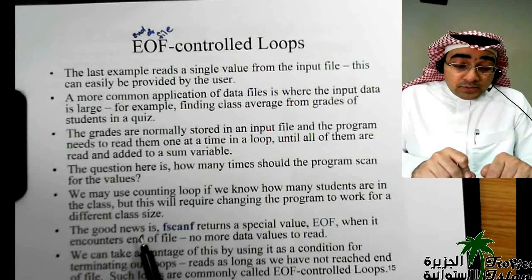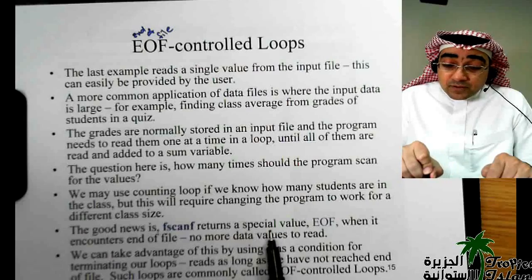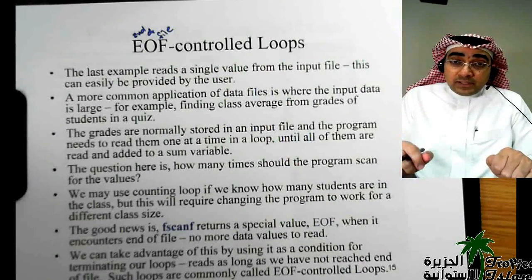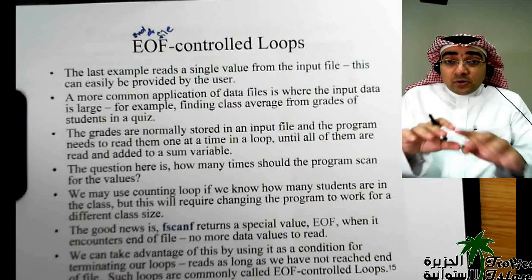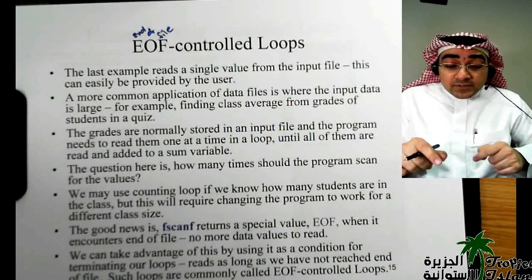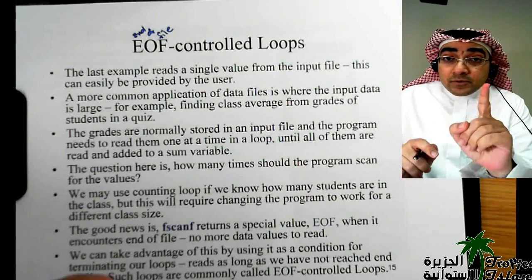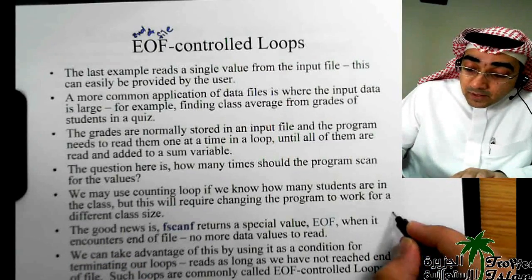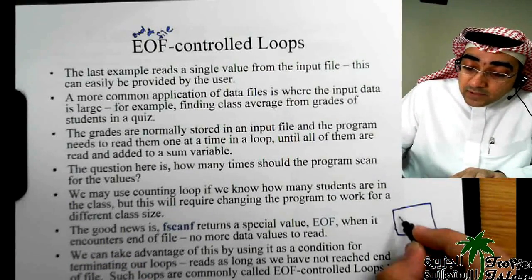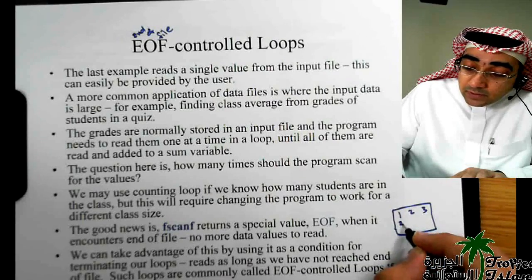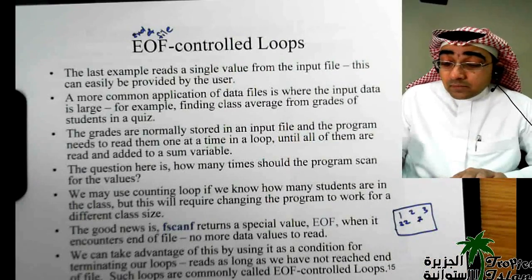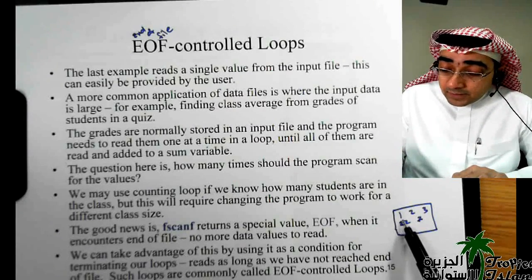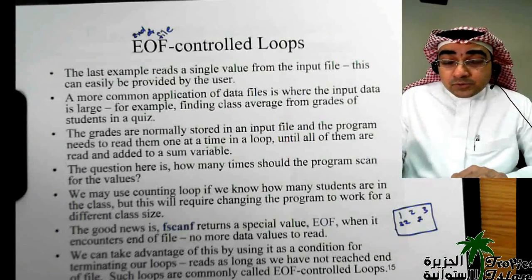The good news is that fscanf returns a special value called end of file. Here's how fscanf works. It goes to the file, and if you do an fscanf and you read a number, it's going to give you the first number. Let's take an example. Suppose you have a file which has 1, 2, 3, 22, 7, and that's it. When you do an fscanf %d, it's going to read the first number and store it to the variable that you tell it to.